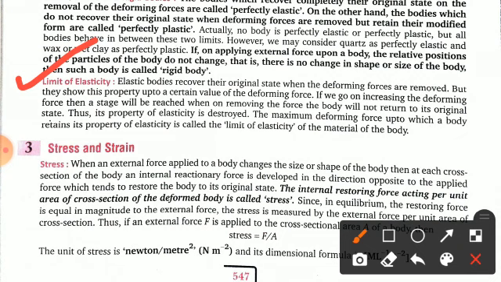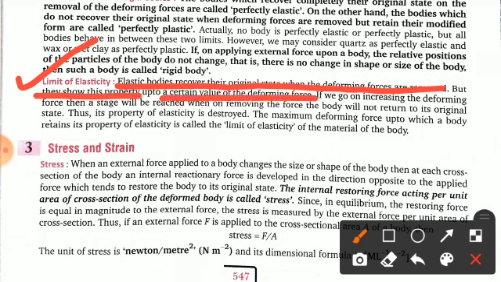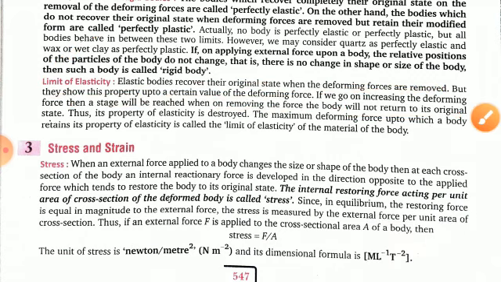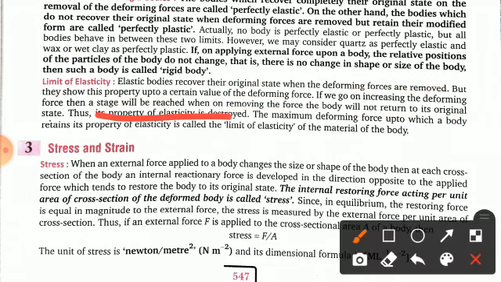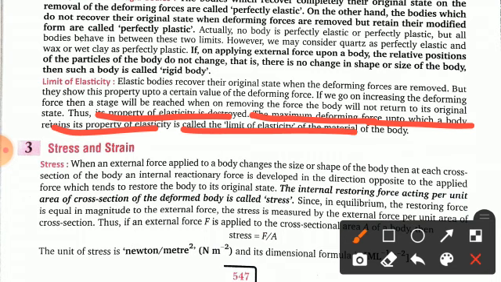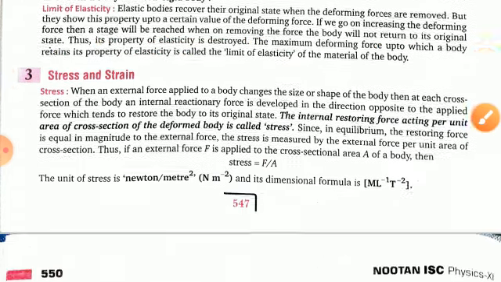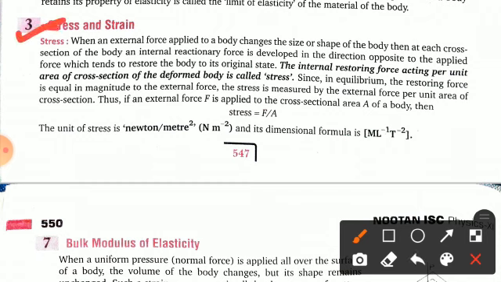Now we will talk about the limit of elasticity. This is an important one. Elastic bodies recover their original state when the deforming forces are removed, but they show this property only up to a certain value of the deforming forces. If we go on increasing the deforming force, then a stage will be reached when, on removing the force, the body will not return to its original state. So its property of elasticity is destroyed. The maximum deforming force up to which a body retains its property of elasticity is called the limit of elasticity of the material of the body. Clear?